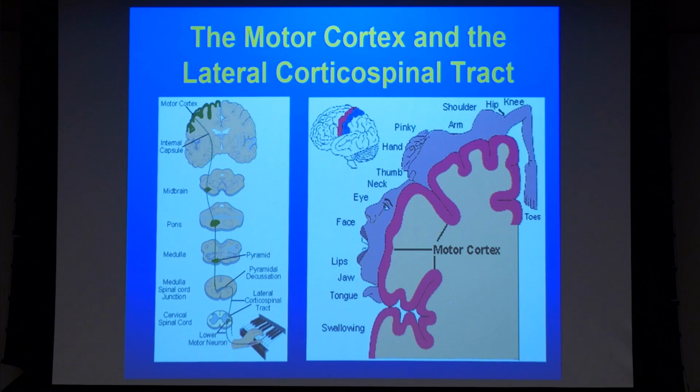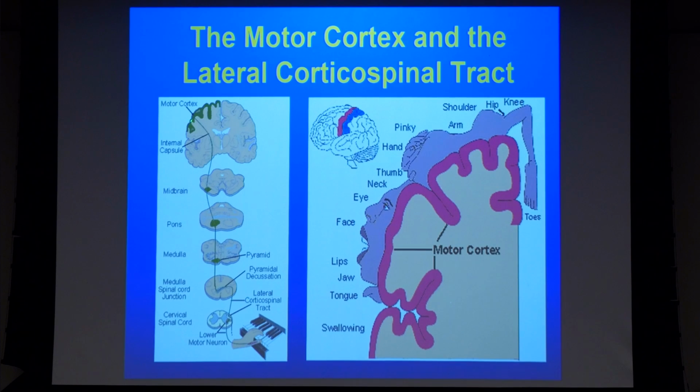Now, let me follow this through because we're getting short on time. Let me follow this pathway through. Now, this is going to be a descending pathway. Everything we've talked about so far is sensory ascending. This is going to be motor. So here in the precentral gyrus, in this cortical region, there will be neuronal cell bodies. These neuronal cell bodies are of neurons called upper motor neurons.